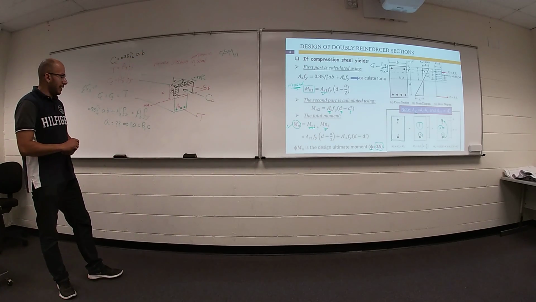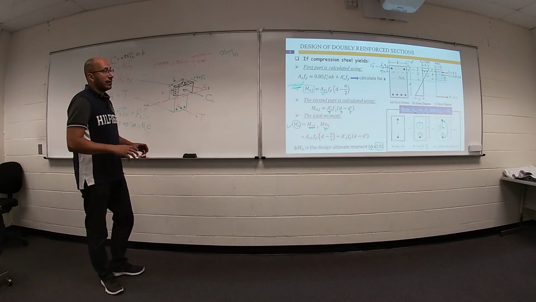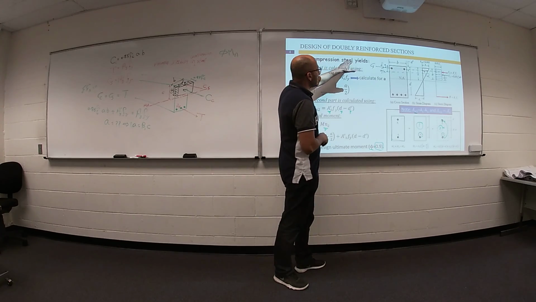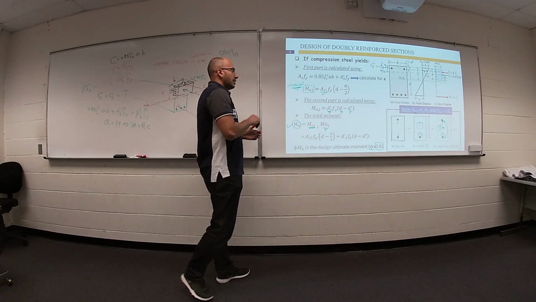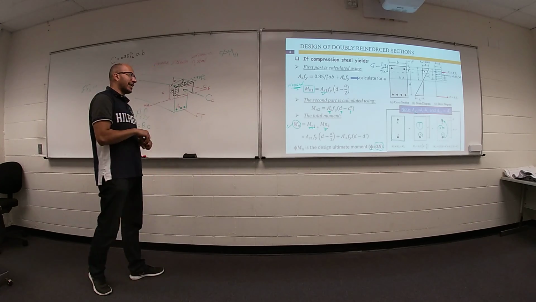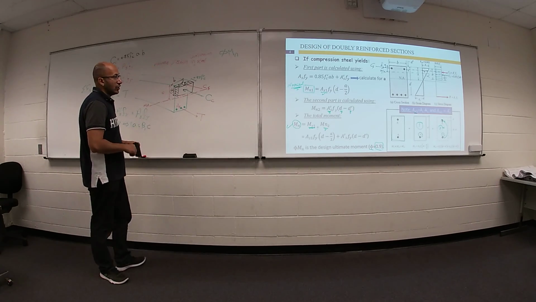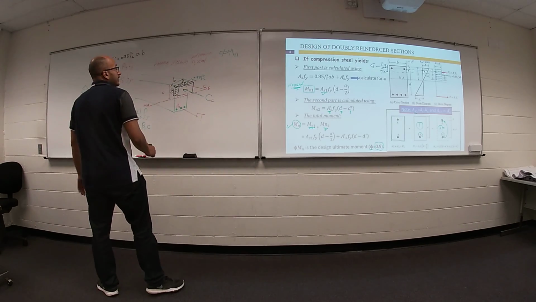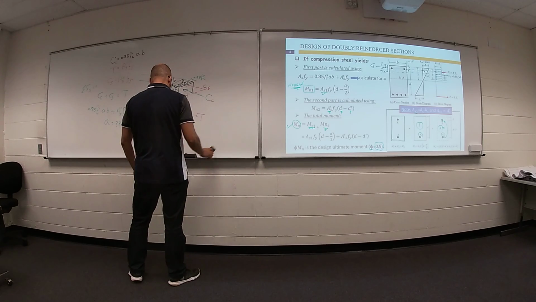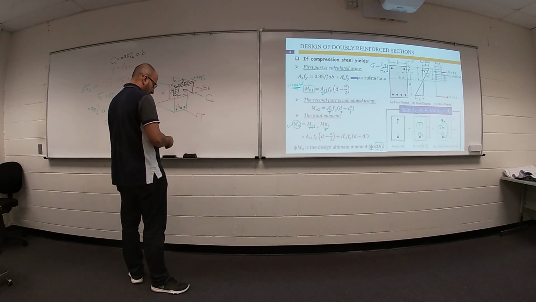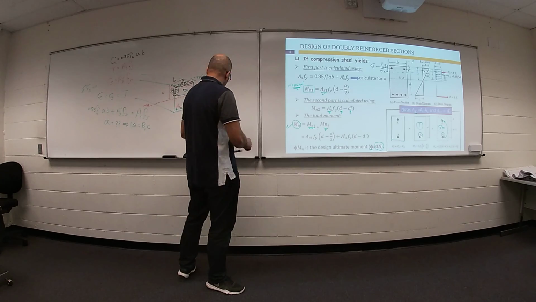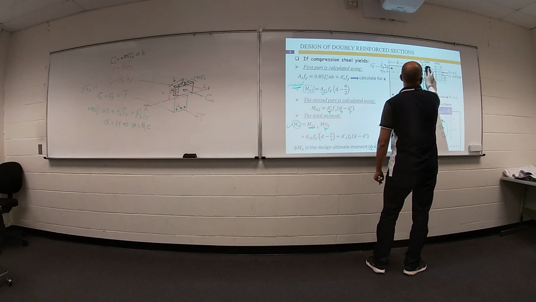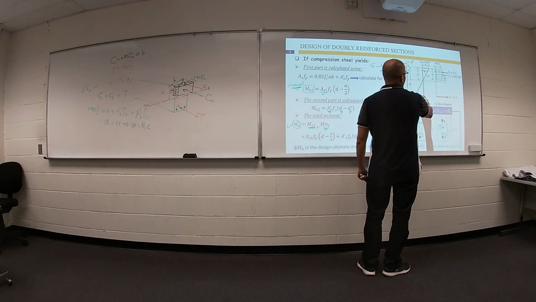Let's do an example. But remember, I assumed your compression steel yields. This assumption, we need to check first. Do you know how I can check whether this assumption is correct or not? Let's go back to this diagram. Do you know the meaning of this diagram?